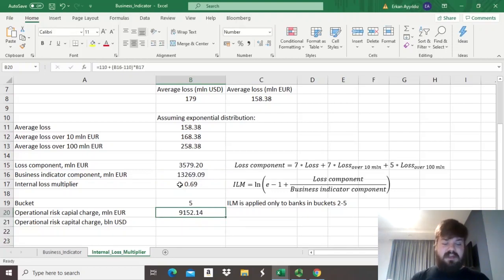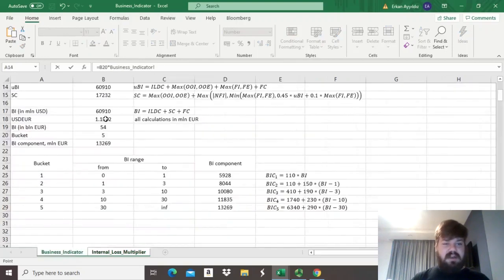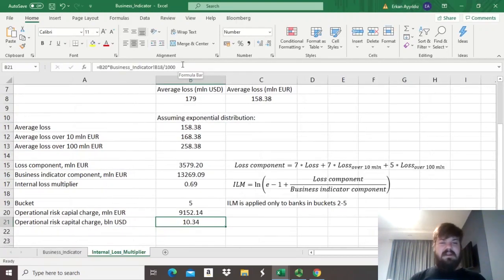This is the operational risk capital charge for HSBC in millions of euros. So we convert it back to billions of US dollars, the currency the company is reporting in. We can just multiply it by the exchange rate at time of recording and divide by 1,000 as we move from millions to billions. So we have figured out that under this approach, HSBC would be required to reserve around $10 billion as Tier 1 capital for potential operational risk events.